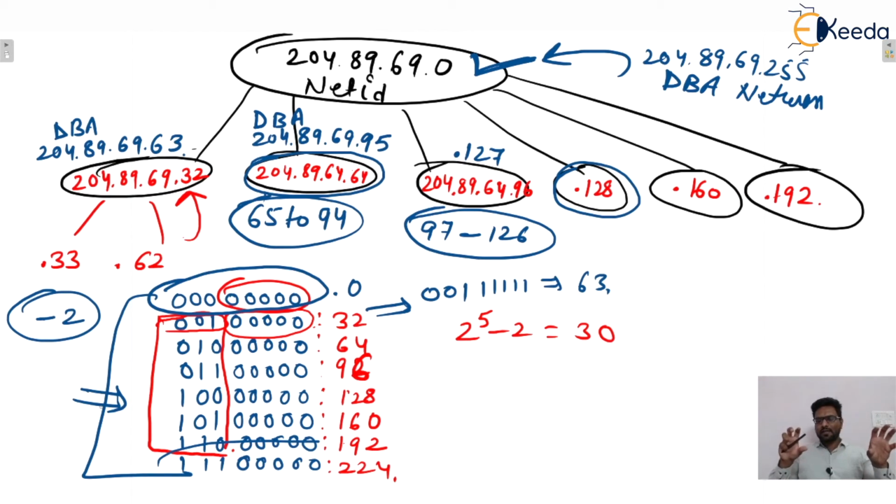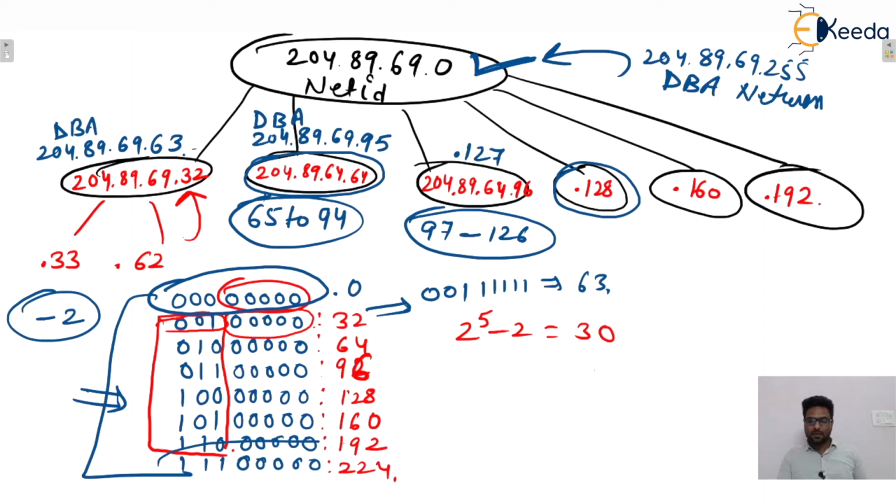So every subnet will have a subnet ID and a DBA, subnet ID and DBA. That's why in the number of subnets there will be minus 2. I hope that is clear to you guys now. Why is there minus 2 in the number of subnets? I hope this one is clear.